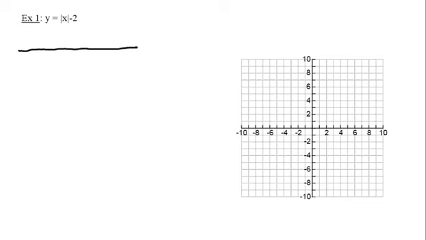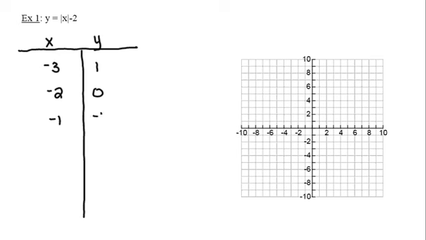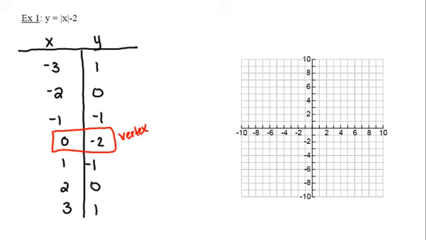Now we want to graph several points so we know what your graph looks like. When you're going to create your table, you need an X and Y. And for this one, you should have received the numbers -3, 1, -2, 0, -1, -1, 0, -2, 1, -1, 2, 0, and 3, 1. Notice I like to put the vertex in the middle of my table. Now, how do I know it's the vertex?